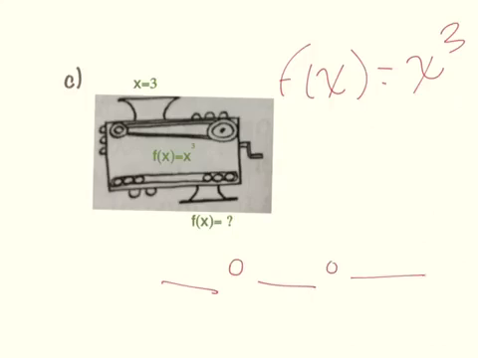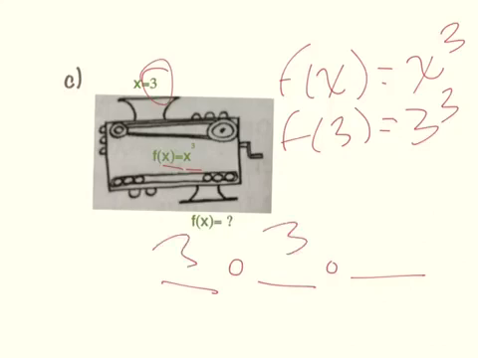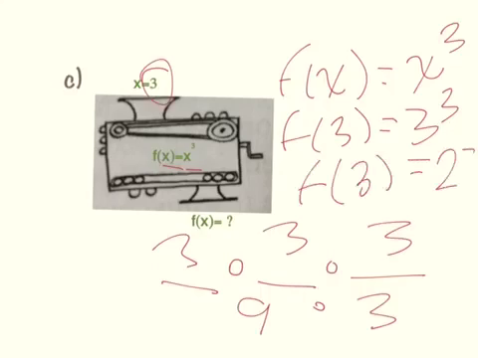So if we put in 3 for the x's, the function of 3 equals 3 cubed. So you do 3 times 3 times 3. You'll get 9 times 3, which is 27. So the function of 3 equals 27. So function of x, at the point where x is 3, y, or f of x, will be 27.